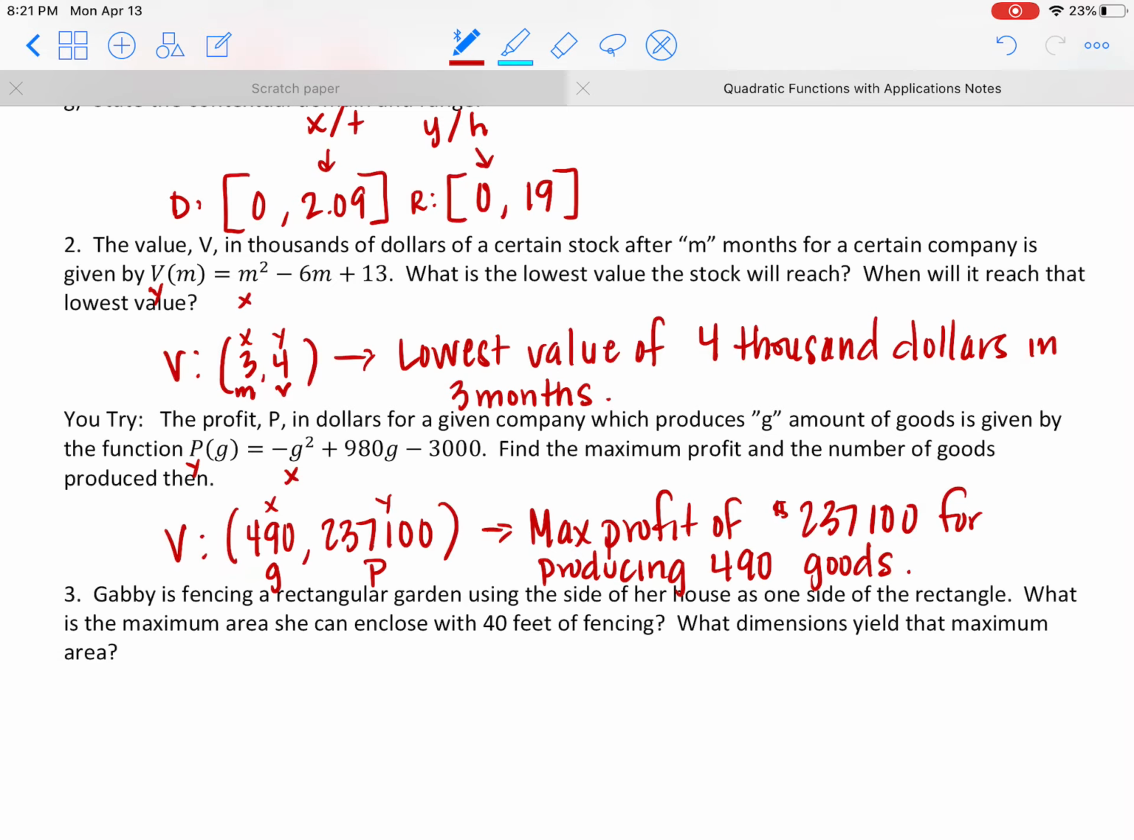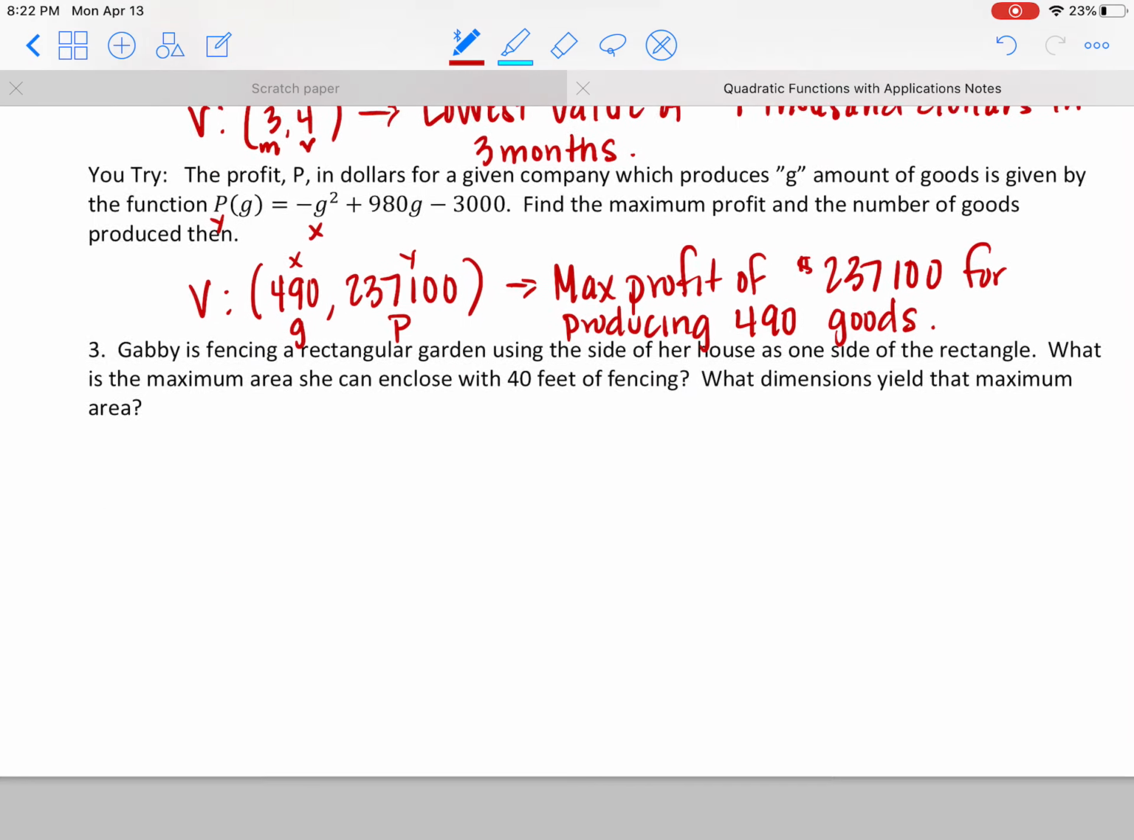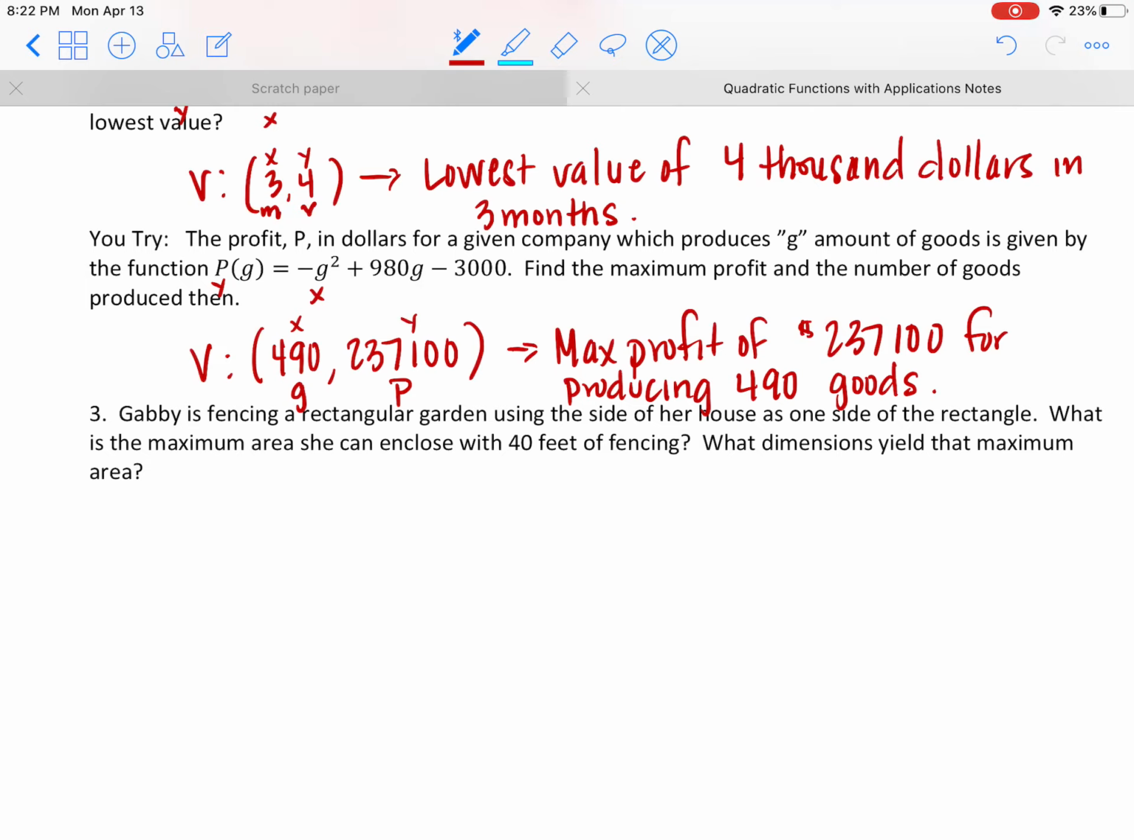Okay, so if you have a quadratic function, you're asked to maximize or minimize or find the highest or the lowest or largest or smallest, you are looking for the vertex and trying to identify what it means in that problem. Now, number 3 is going to be the same concept, but it's going to take a little more work to figure it out, and I'll show you.